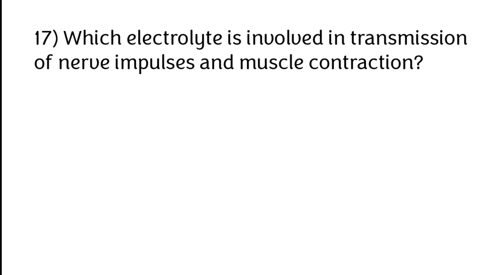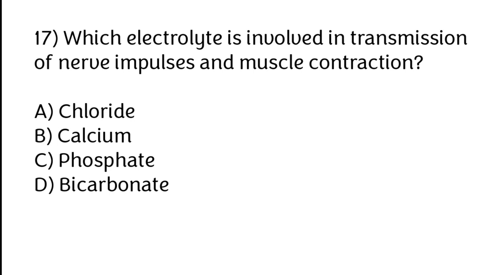Which electrolyte is involved in transmission of nerve impulses and muscle contraction? Chloride, calcium, phosphate, bicarbonate. Correct answer is option B, calcium.